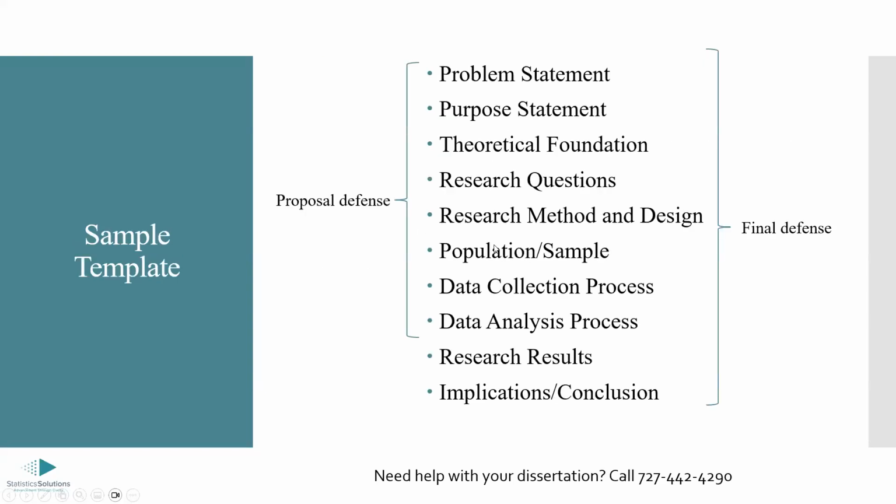So here's a sample template for a proposal defense. You can see what I've highlighted for the proposal defense. It goes from the problem statement up to how you are analyzing your data. Final defense has the same bullet points, but it's incorporating these final two bullets: research results and then implications and the conclusion. This should apply to most dissertations, but your school may have more specific headings that they want you to use or more specific slide titles.